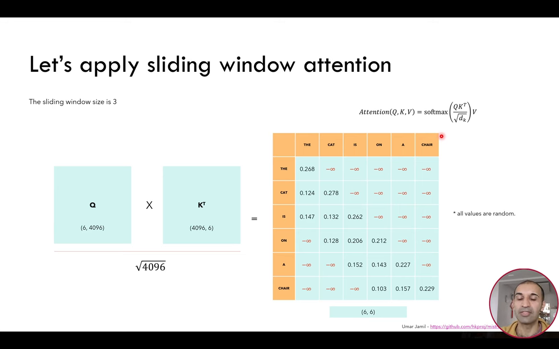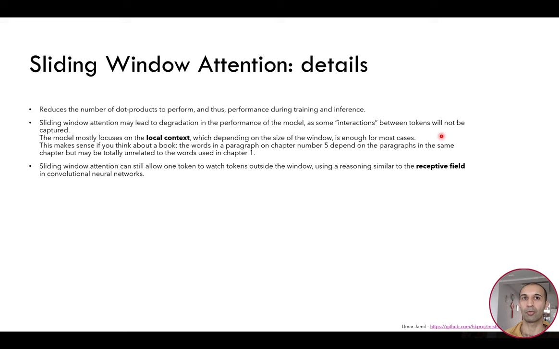If this window is too small, it may reduce the performance of the model, but it may also be beneficial because, for example, imagine you are reading a book. You don't care about relating the words in chapter 5 with the words in chapter 1, because most of the books could be talking about totally different things, and you don't even care about relating these two tokens. But for sure you want to relate the tokens in chapter 5 with other tokens in chapter 5, because the local context matters.